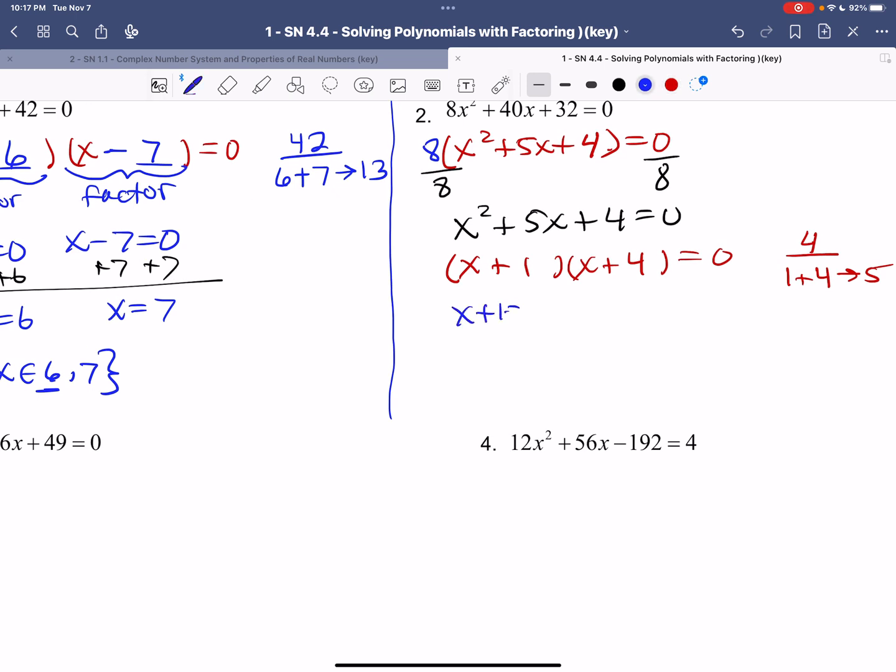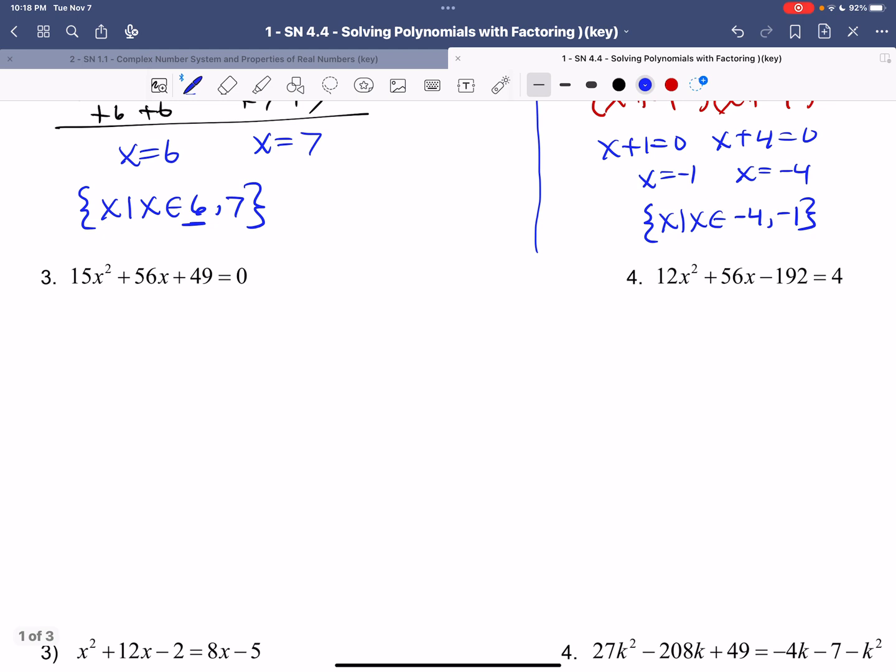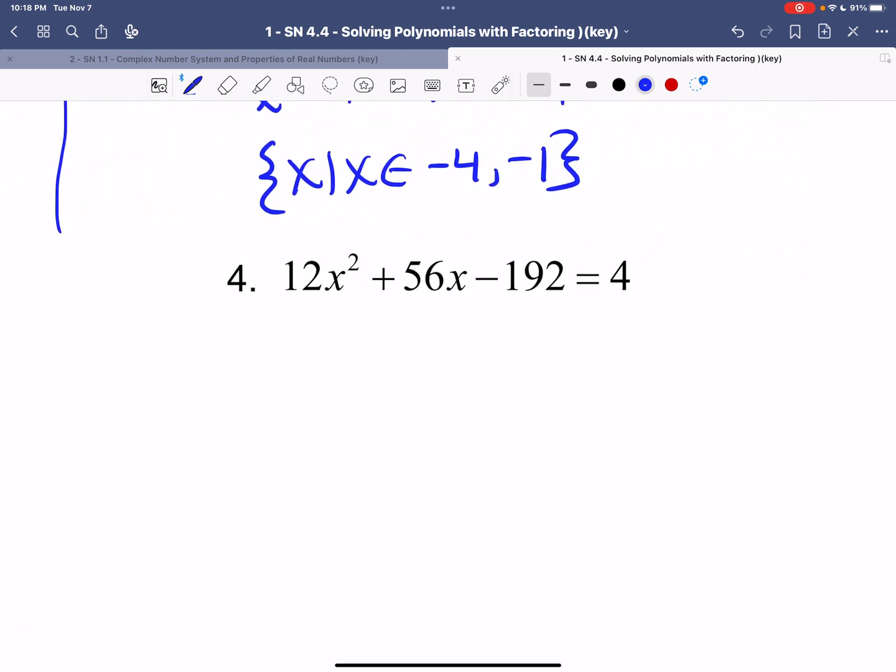Set the factors equal to 0 and solve. I'm not going to take a lot of time here because y'all can do this. Okay, set notation, x such that x is an element of the set {-4, -1}. Remember, -4 is smaller than -1. All right, we're going to skip number 3. That problem's not going to give us any additional information or help, so we're going to go over here to number 4.